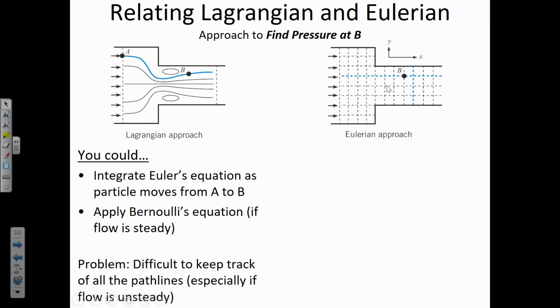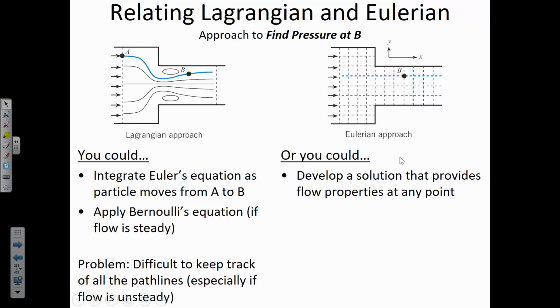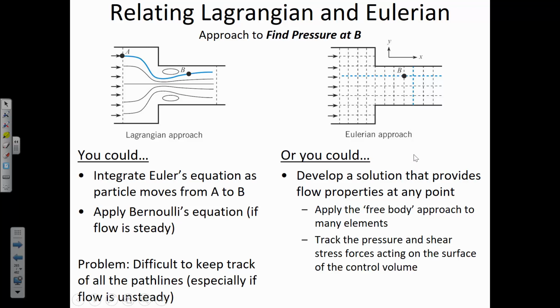And so something's going to be flowing into the control volume, flowing out, and fluids take their properties with them through those flow fields. And so the Eulerian approach says that if we want to know the flow properties at a single point, what we can do is apply the free body approach to all of the elements in this system. And there's a lot of elements depending on how fine the mesh is, but many fewer elements than there would be if we're tracking individual particles.